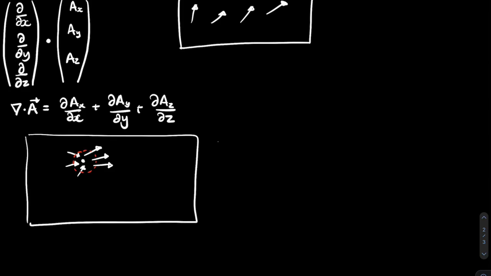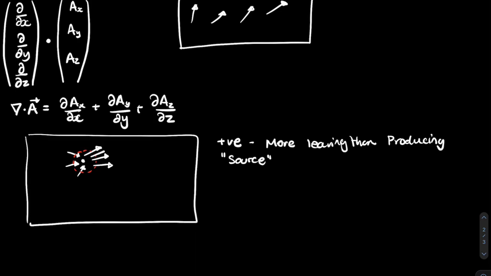Now, if you have a positive vector flux, so that basically means if you have more stuff that's leaving this area than entering it, then you have a positive vector flux, and that means you have a positive divergence. That kind of means it's acting a bit like a source, because in a sense it's producing stuff. If more stuff is coming out than is going in, then it's producing something, and we say that it has a positive divergence.